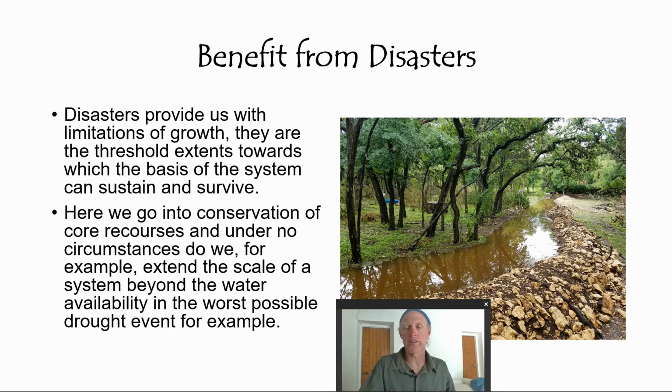And so often when disaster strikes, or we can see it coming, we go into what we call contraction mode. We go into the conservation of core resources. And so under no circumstances do we, for example, extend the scale of a system beyond the water availability in the worst possible drought. It's valuable information to have. But if we put good infrastructures in place and we have a flood, it means the effects of the next drought will be less, and so our systems can expand.